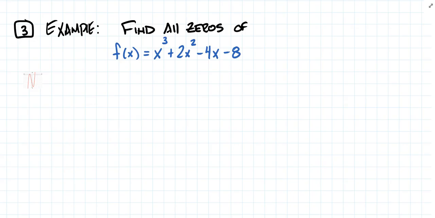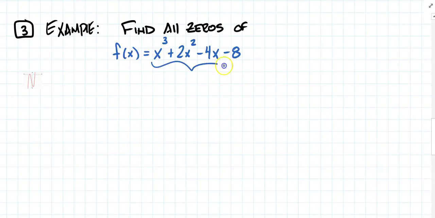Okay, box number 3, we're going to do this one without the use of a graph, and then we're going to check our answer and see. So the title of this lesson is all about factoring to find zeros. So take a look at this. I have f of x equals x to the third plus 2x squared minus 4x minus 8.